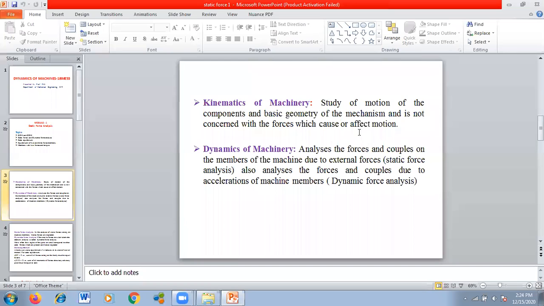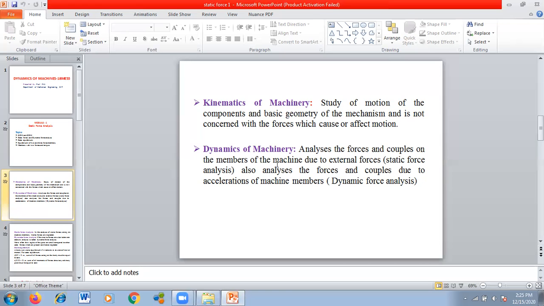So what is meant by kinematics of machines, that is KOM, and what is meant by dynamics of machines, that is DOM. Kinematics of machines is the study of motion of a component and studying the basic geometry of the mechanisms or the links. It is not concerned with the forces which cause the motion of a body or a link. We are studying the motion as well as the geometry of a mechanism, so you are not studying any forces and couples which produce the motion. That is called kinematics of machines.